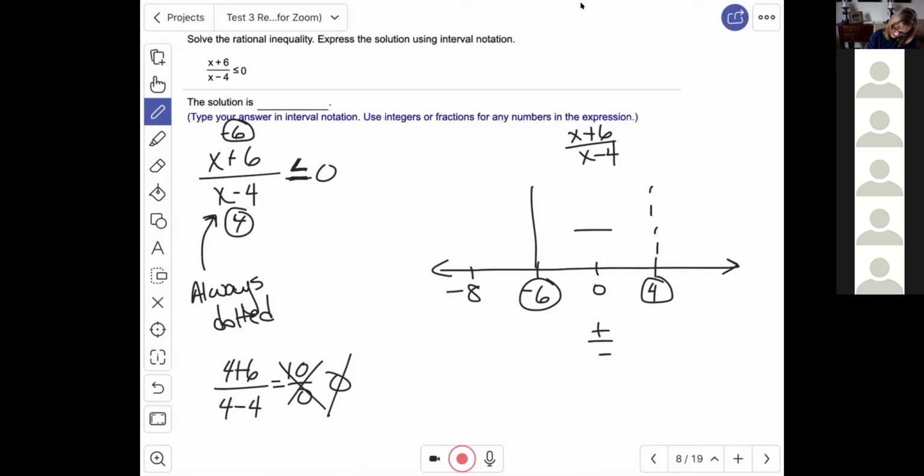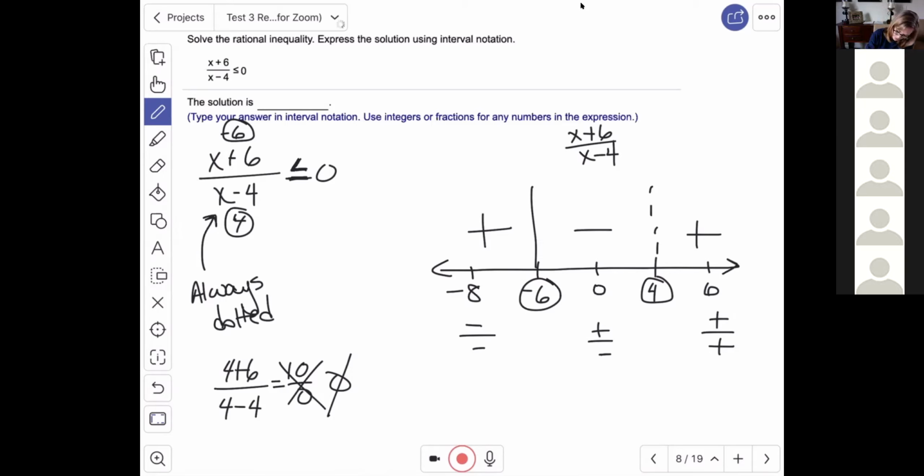I'll pick something negative, 8. If I plug it in, negative 8 plus 6 is negative. Negative 8 minus 4 is negative. So 2 negatives give you a positive. And finally, if I plug in 6, I get positive divided by positive. So for this review assignment, randomly, each of the last 3 problems has been positive, negative, positive. That's not always the case. A lot of times it could be a different order.